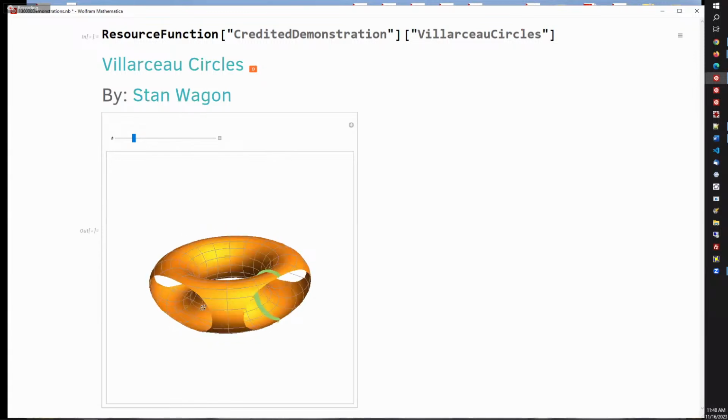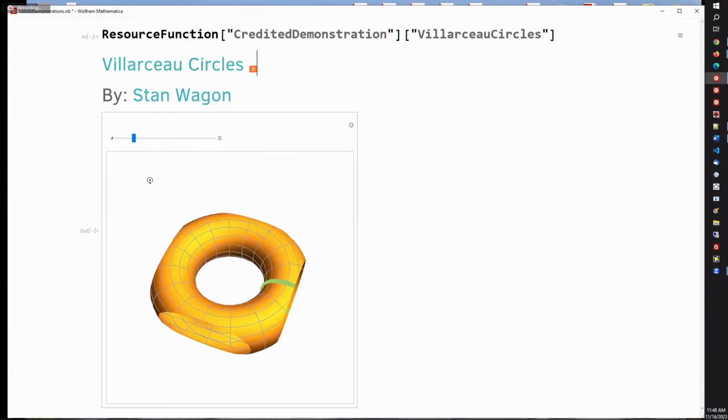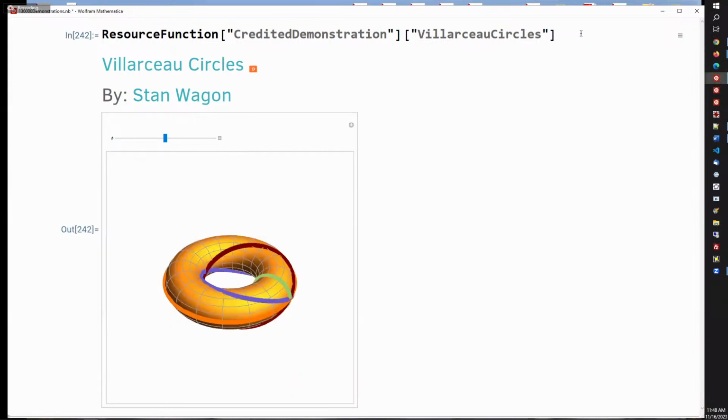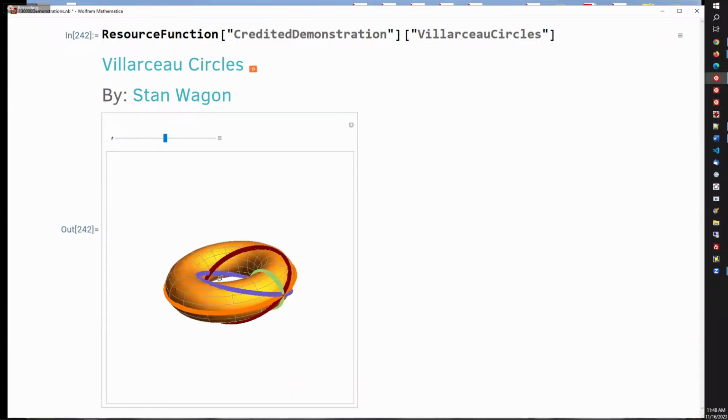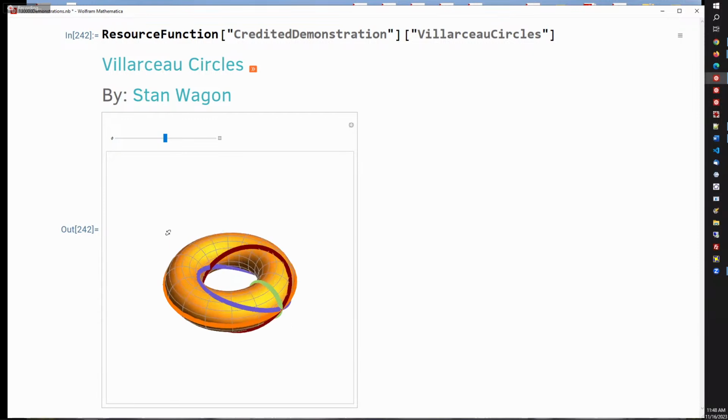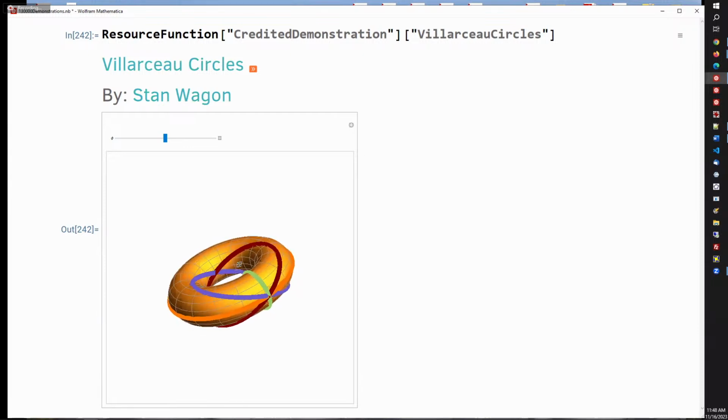And I don't even know how to say that, but oops, and this one's not working. Let's see if we can get that one to work. Yes, here we go. For a torus, there are 4 circles through a point. There's the 2 obvious ones around the long and short way for the torus, but there's also these 2 other circles at an angle. And these are the, however that word is pronounced, Villarceau circles, which I probably mispronounced.